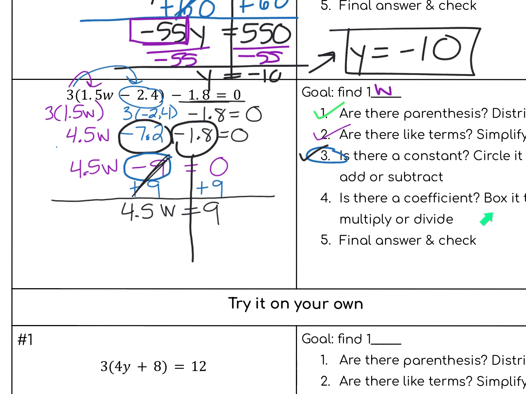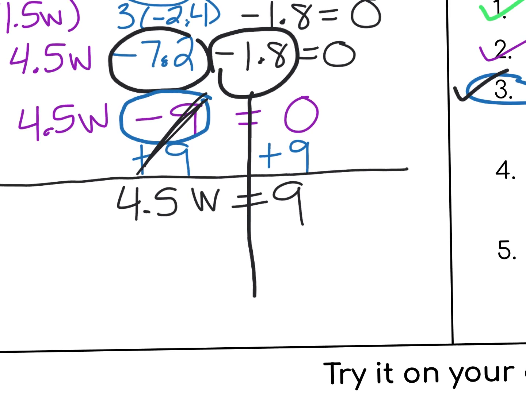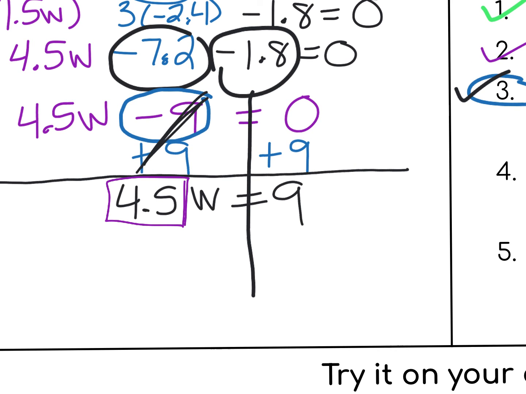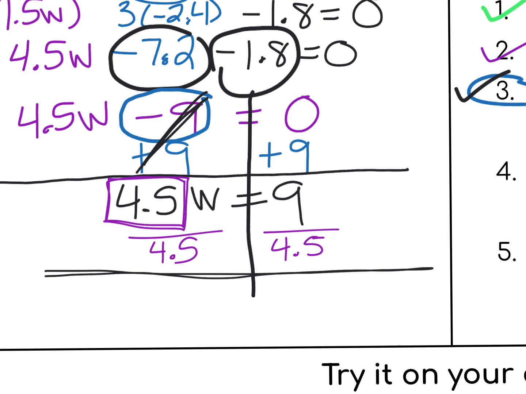And question 4, is there a coefficient? Box it, then multiply or divide. Yes, I have a coefficient. It's 4.5. I'm going to put a box around 4.5. 4.5w means 4.5 times w. To undo times, we're going to divide. Remember that fraction bars mean divide. We're going to divide by 4.5 on both sides. Then draw a line underneath all of it. 4.5 divided by itself is 1, so we get 1w. And then in my calculator, I type 9 divided by 4.5, and I get 2. So w equals 2.